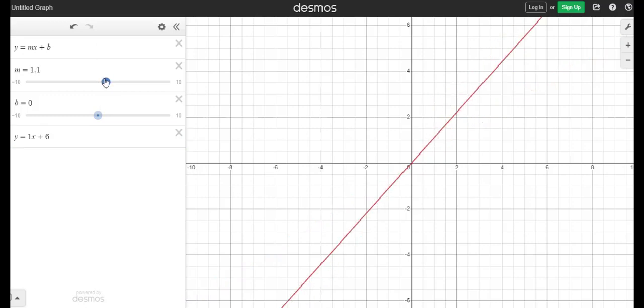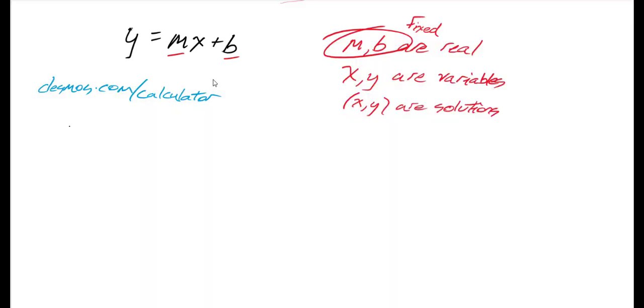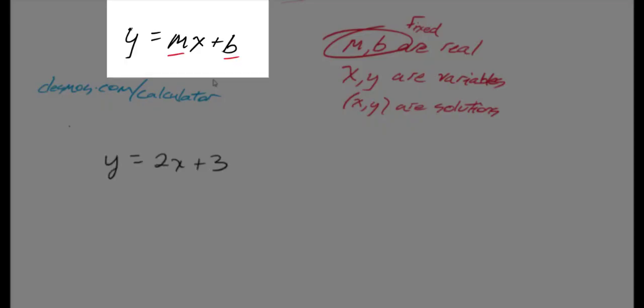I've said earlier that y equals mx plus b is a generalization of linear graphs. So does that mean every linear equation is written in this kind of form? The answer is no. For instance, you can have something like y equals 2x plus 3. So this is written in this form, y equals mx plus b.